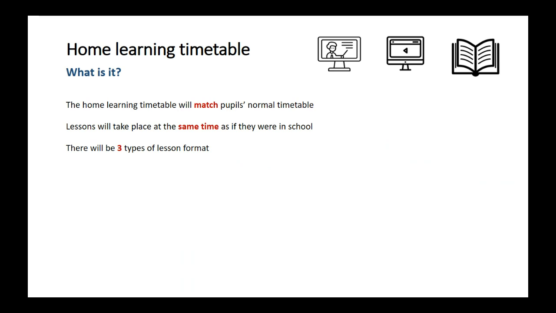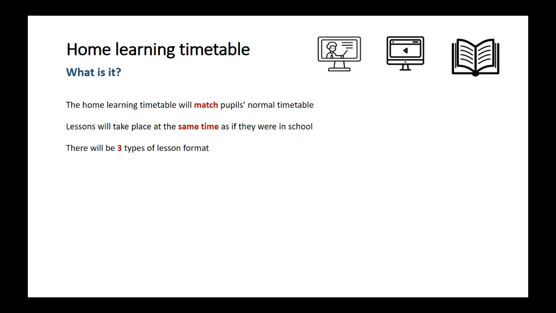The lessons themselves will take place at the same time as if they were in school. So lesson 1 will begin at 8:40 in the morning. Lesson 4 will begin at 1:10 in the afternoon. The big difference is that there will be 3 types of lesson format. Pupils will either have a live lesson, a webinar, or a period of self-study.